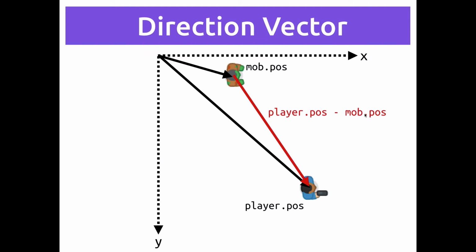If I had done it the other way around, mob position minus player position, then we would have the arrow pointing in this direction. We would find the direction vector from the player to the mob. But this is the one we want, right? We want the vector pointing from the mob to the player. So once we have that direction vector, just by subtracting these two, we have that vector.